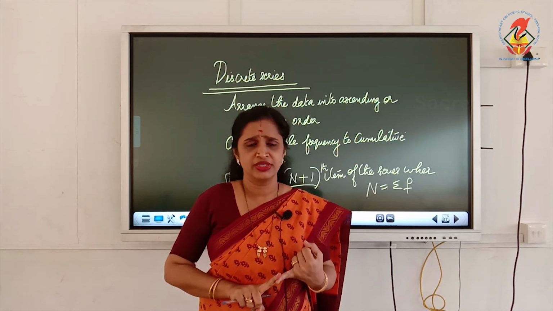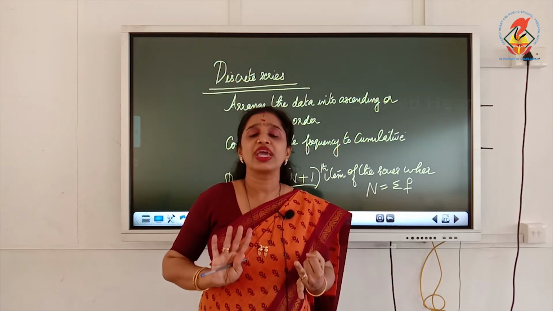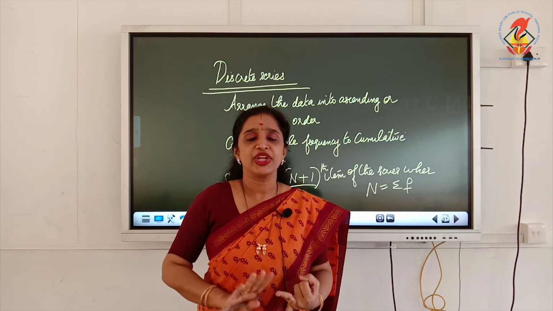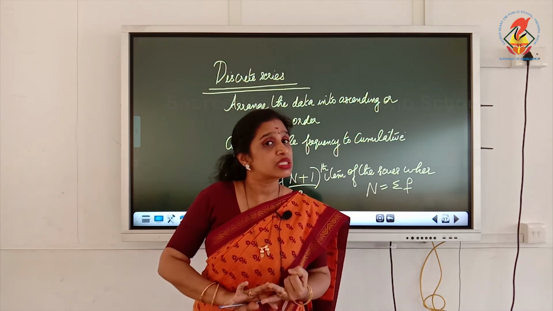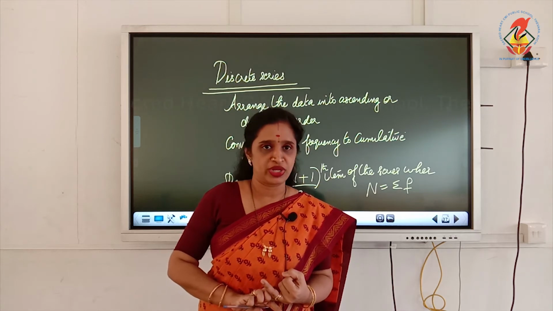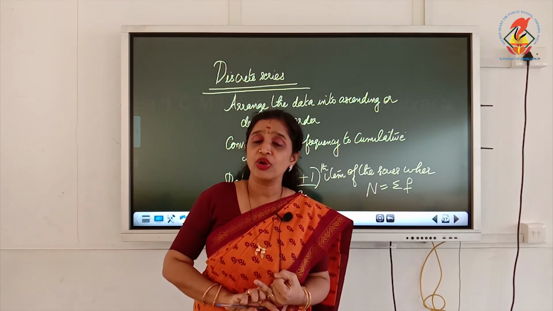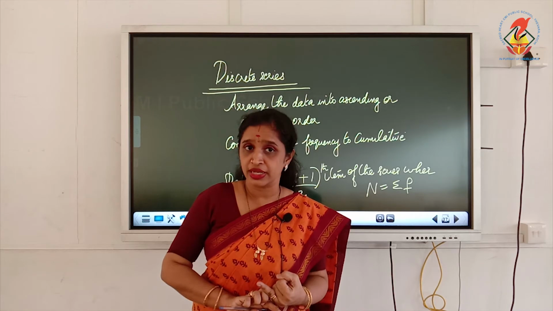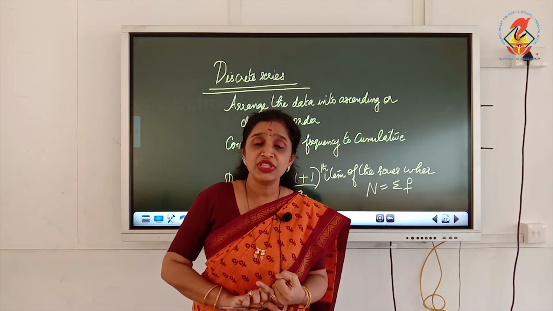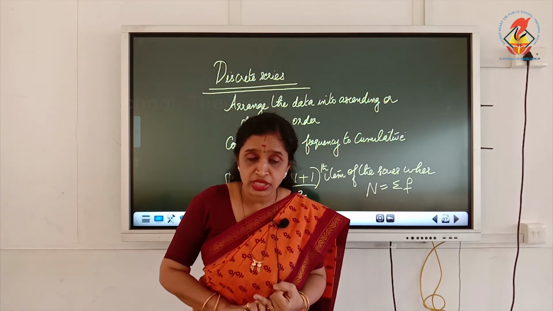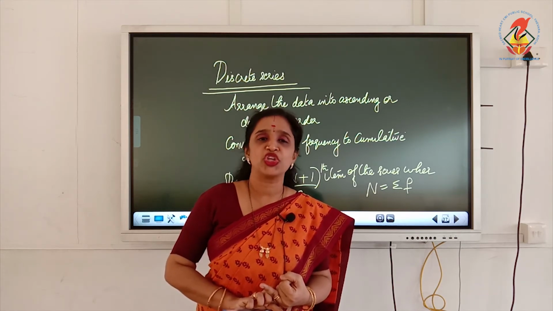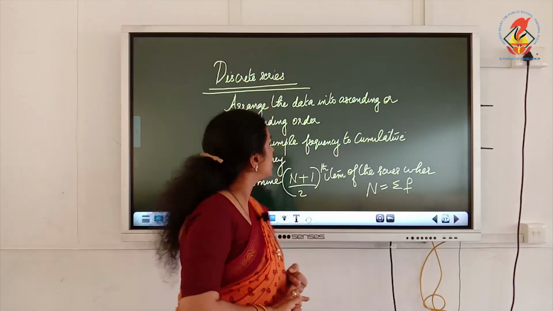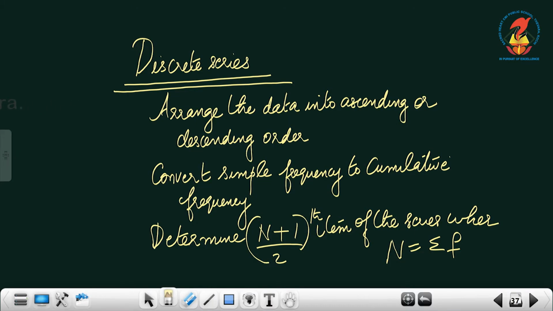That is common. Second one is, whenever you get a data, find the cumulative frequency as soon as you get the data. Because you know, in a discrete series, there will be frequency. So whenever you are asked to find out the median using discrete series, first of all, you have to see whether your data is arranged in ascending or descending order. Then the second thing that you have to do is find out the cumulative frequency. So let us see what all steps you have to follow while calculating the median in discrete series.